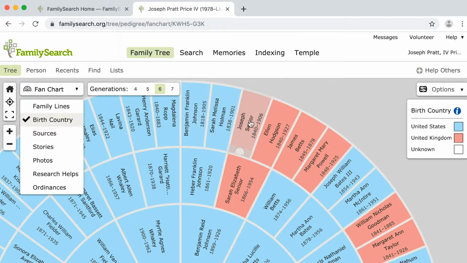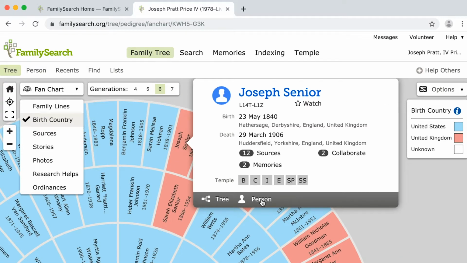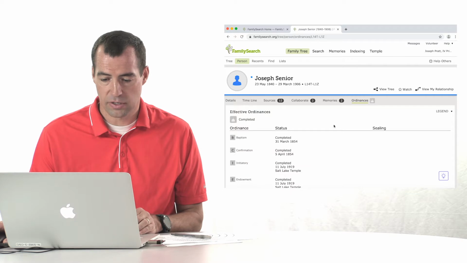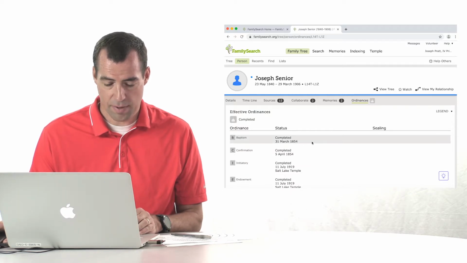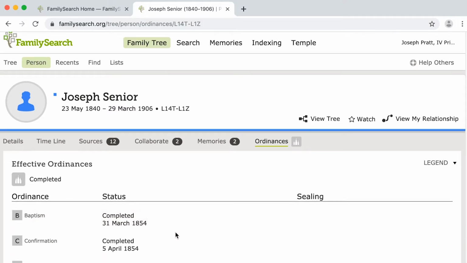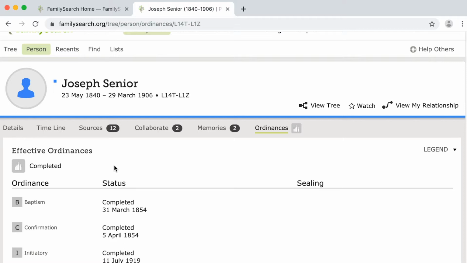But I don't know about all these other family members of mine. So this will be a little discovery experience. So I'm going to click on Joseph Sr. And again, I can see he was born in 1840 in England. And I'm going to look at his ordinances. And I noticed that he was baptized in 1854. So he's about 14 years old. And so I know he was a member of the church, and he might have been one of the first converts on that part of my tree. So I'll just mark that he was a member.